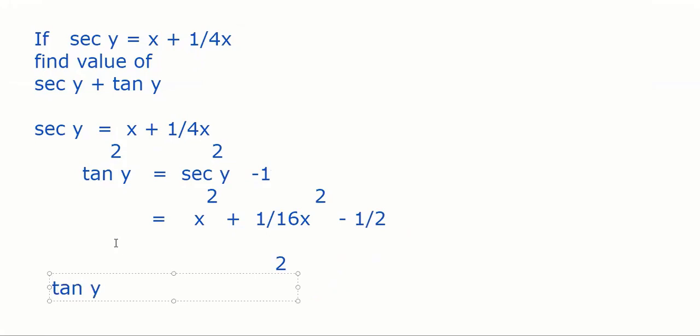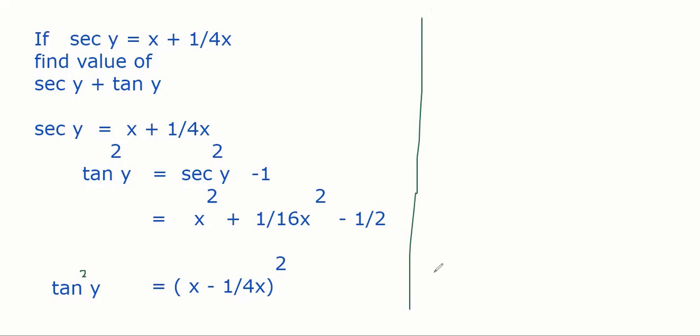So if tan square y is this, when you take the square root on both sides, we get tan y is plus or minus x minus 1 by 4x. Yes, sir. x minus 1 by 4x. Rishabh, very good. How come? So we know tan y is this, we know sec y.